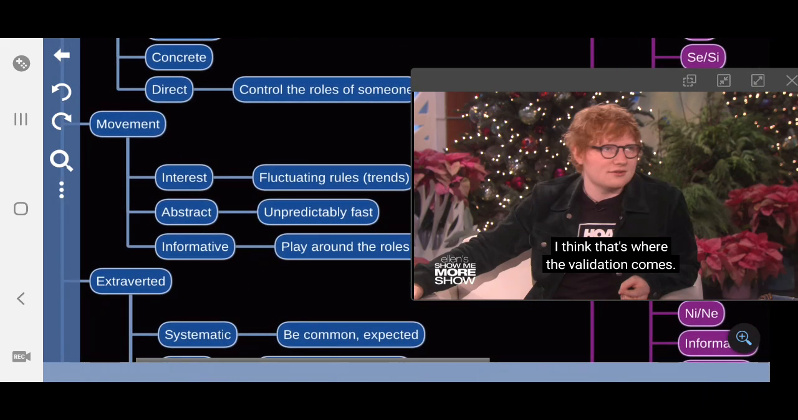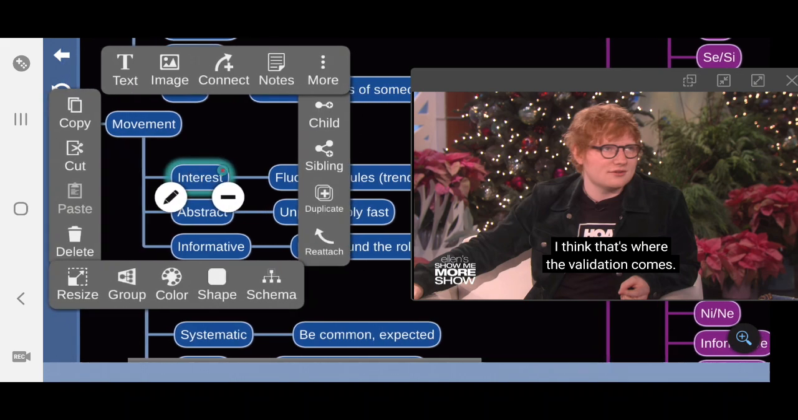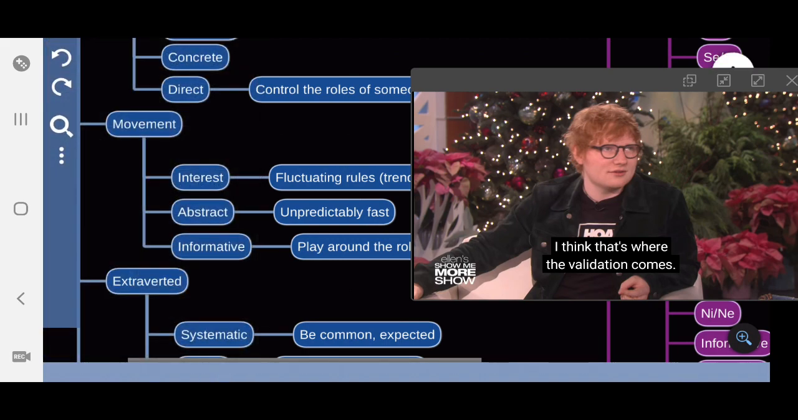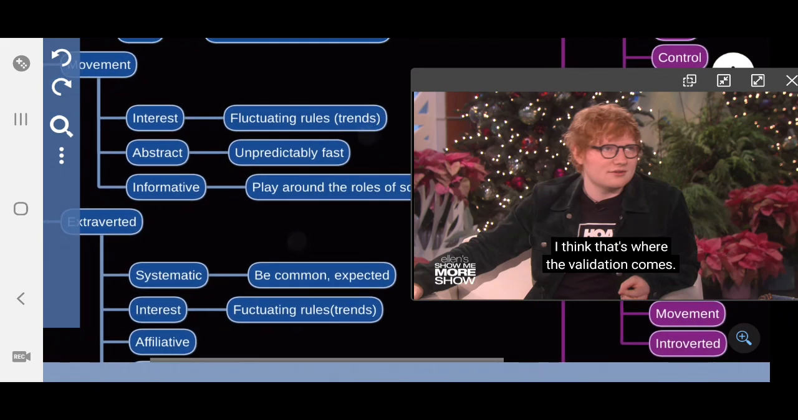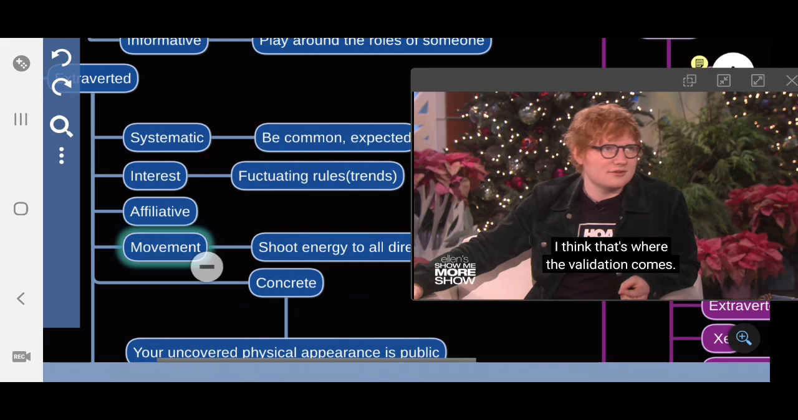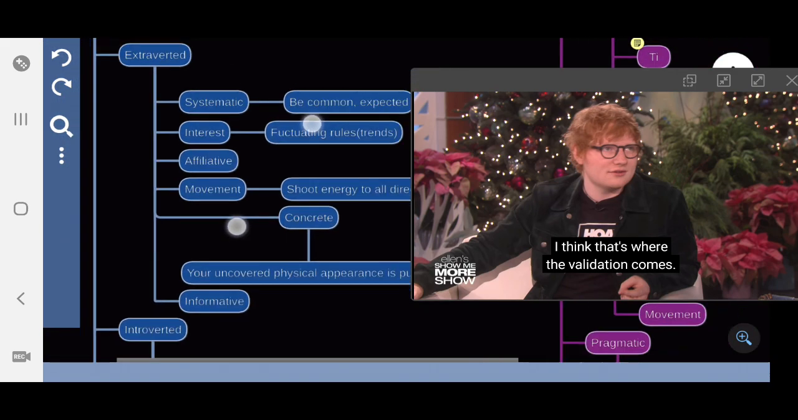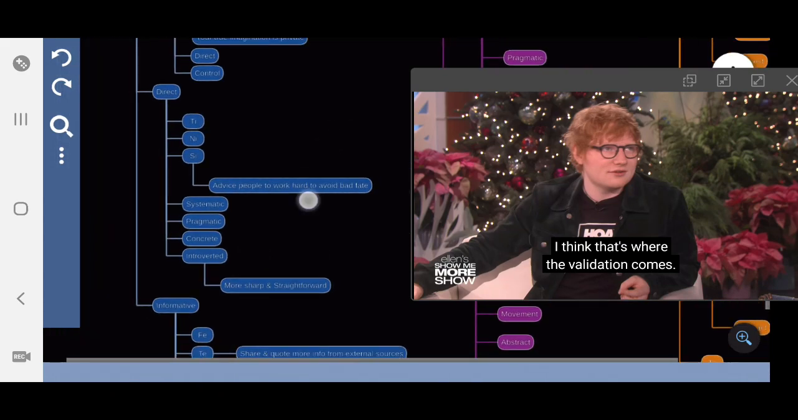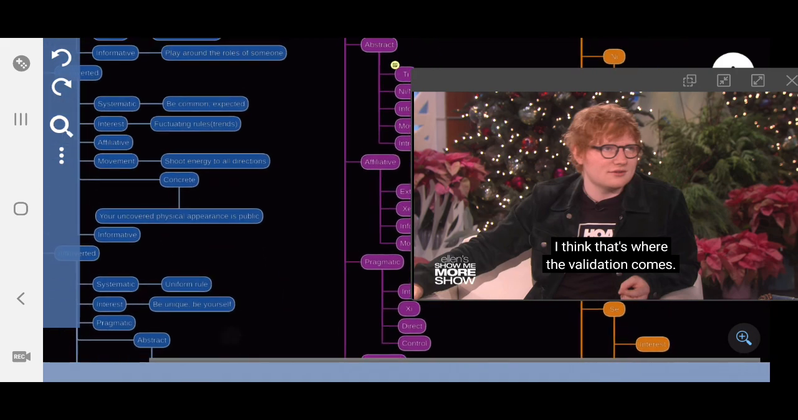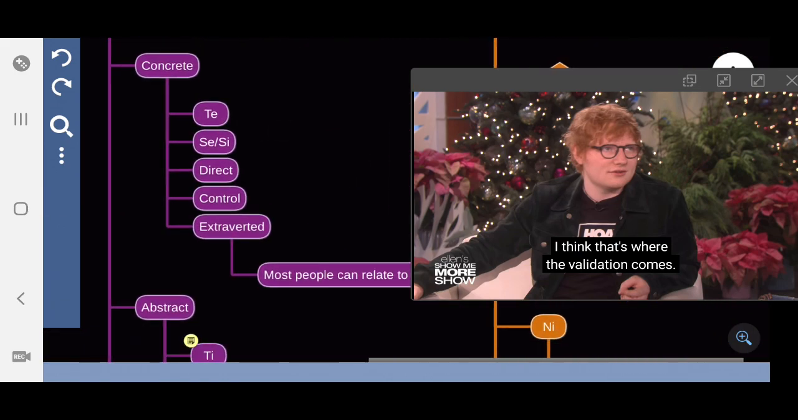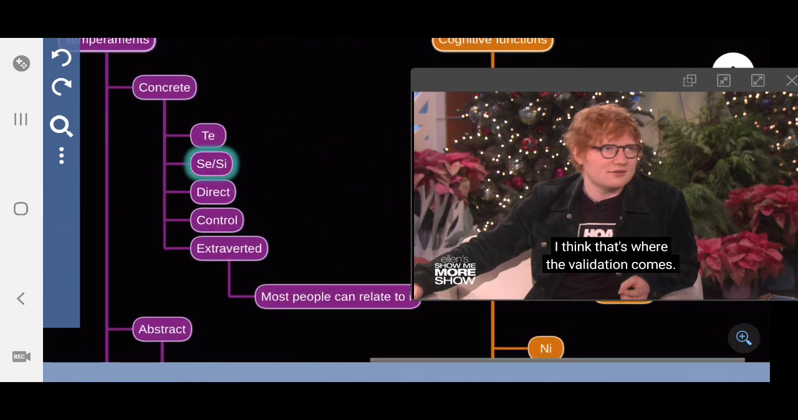But someone that looks movement and perhaps has high interest, interest focus, or perhaps they are, let's see, abstract or informative, play around with the roles of someone, right? He's very extroverted. Perhaps he's interest focused, perhaps his movement also shoots energy in all directions. Perhaps it was concrete. But I also sense that he's kind of concrete. Why I sense he's concrete though, I just kind of search for it. Perhaps I confused with something. But he seems very concrete, he tells me this experience. I can also sense he's kind of concrete, so perhaps he's extroverted sensing or introverted sensing.